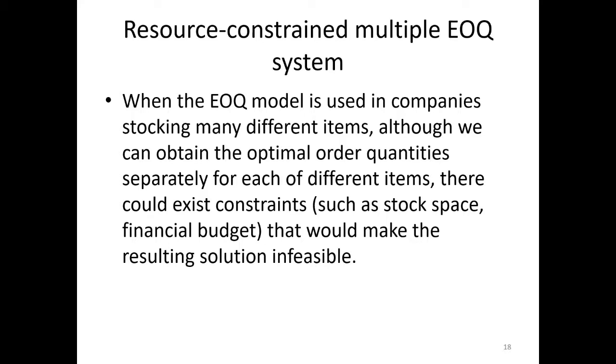Here, in this slide, we talk about a resource-constrained multiple EOQ system. In that system, we are talking about more than one stock-keeping unit. And of course, for each stock-keeping unit, you have the economic order quantity calculated separately. But there is something in common between these stock-keeping units, which is that you have some limitations on the maximum inventory level that you can keep at any time. That's why we call it a resource constrained multiple EOQ system.